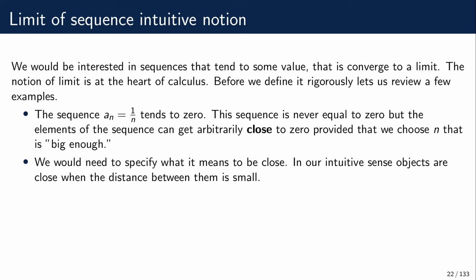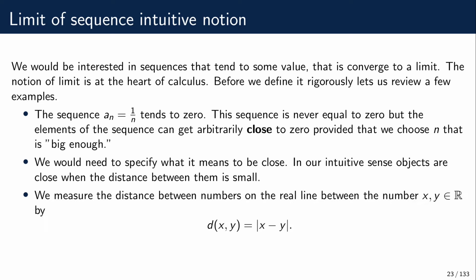Well, on the real line, there is a natural way to measure distances. Basically, for two numbers x and y, we would like to say the distance between x and y is y minus x or x minus y, whichever is the positive one. If y is greater than x, then the distance between y and x is y minus x. And if x is greater than y, then the distance is x minus y. And for this, we have the absolute value function. The distance that we have defined intuitively is defined by this distance function.